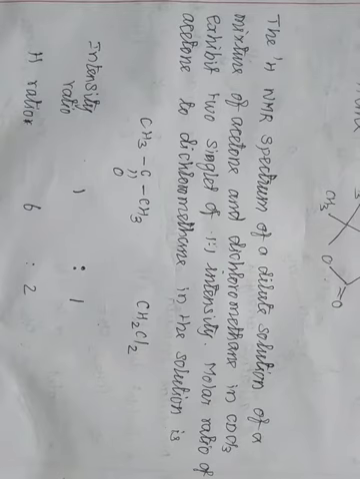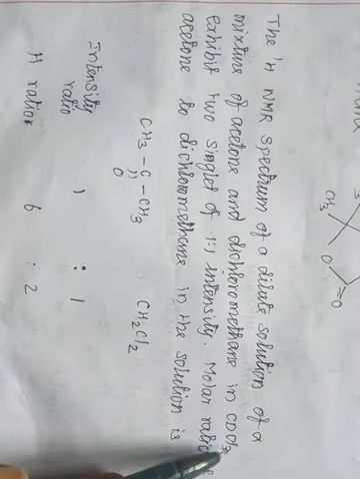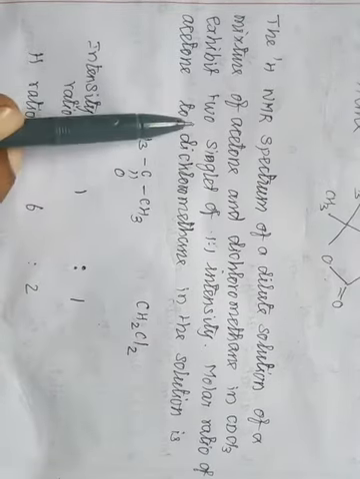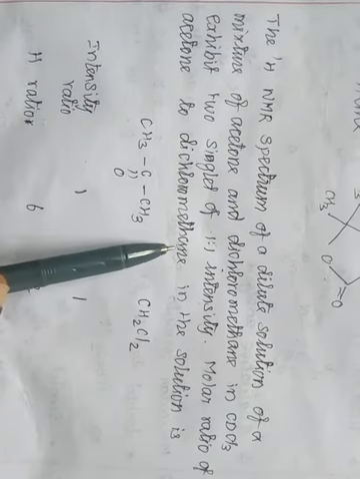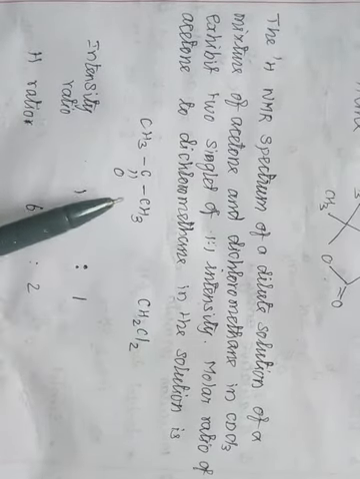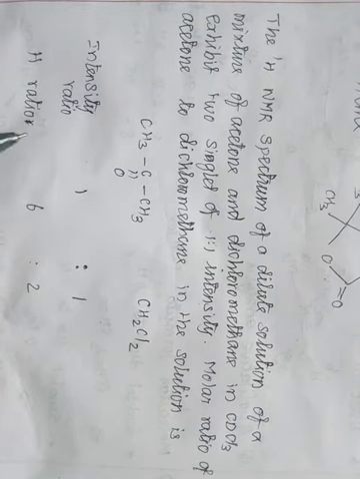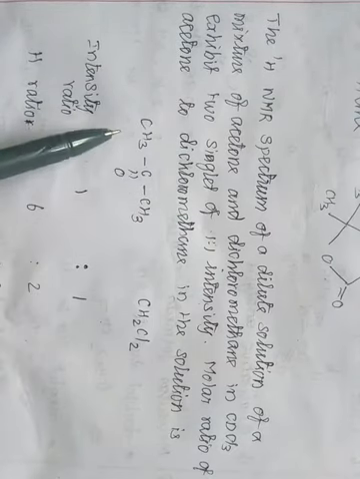The first question is: in the H1 NMR spectrum of a dilute solution of a mixture of acetone and dichloromethane in CDCl3 solution, CDCl3 is a solvent generally used in NMR spectroscopy, both exhibit two singlets in 1:1 intensity ratio. What is the molar ratio of acetone and dichloromethane in the solution? The intensity exhibited in the NMR spectrum is 1:1.